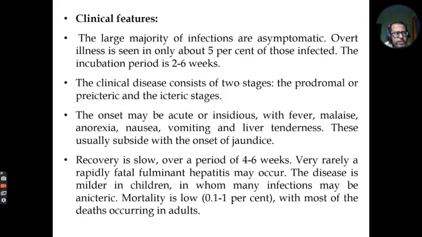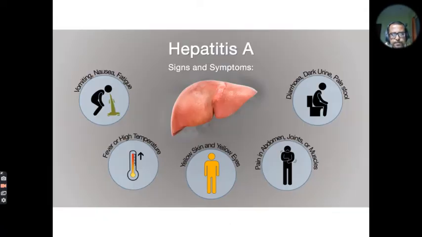This disease is milder in children, in whom many infections may be asymptomatic. Here, mortality due to this hepatitis A virus is very low, 0.1 to 1%. And most of the deaths which occur because of hepatitis A occur in adults only. So these are the clinical features which are shown by this hepatitis A type of infection.